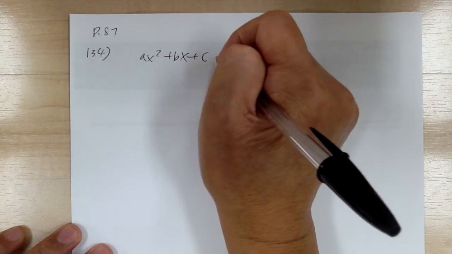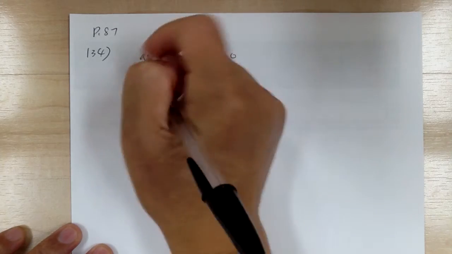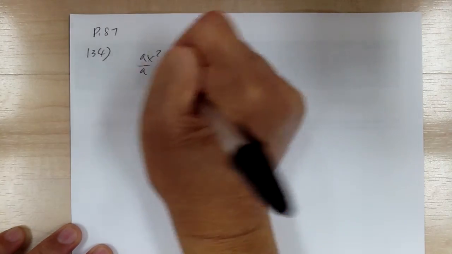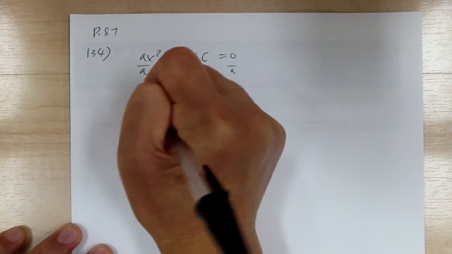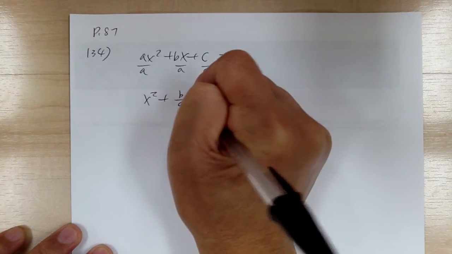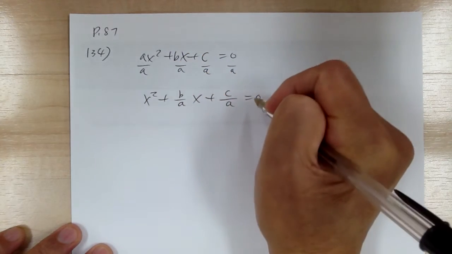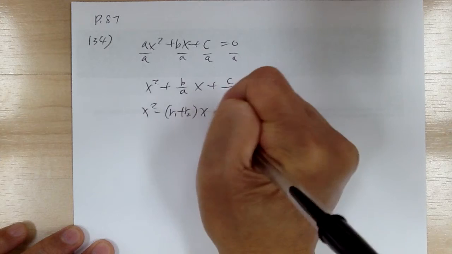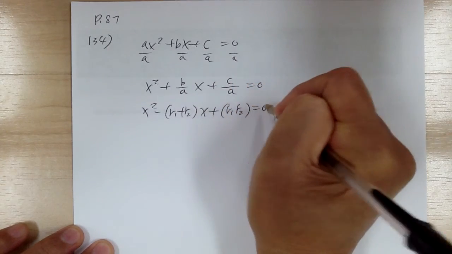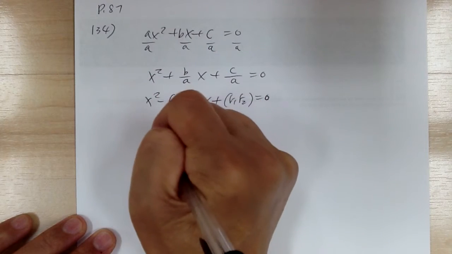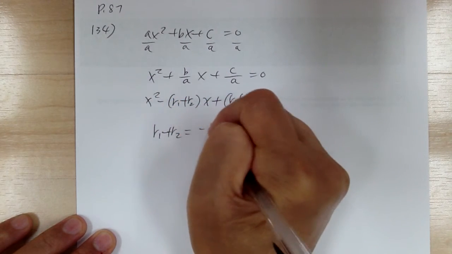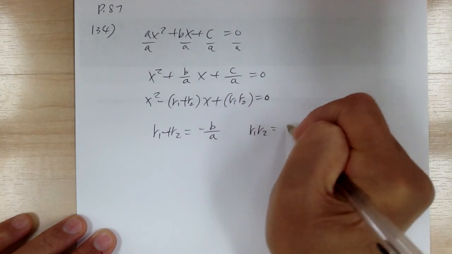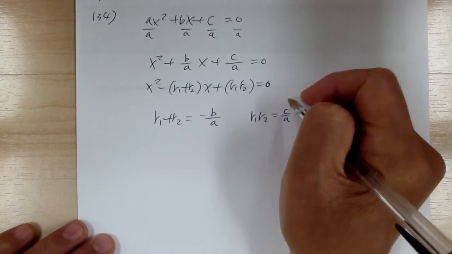Okay, so first what you need to do is to find roots, you have to set equal to 0, and then to apply the root equation, you need to get rid of the a, so divide everything by a. So x squared plus b over a x plus c over a equal to 0. And then you apply the root equation. So from here you can see the R1 plus R2, the sum of the roots, equal to negative b over a. And the product R1 R2 equal to c over a. Okay.